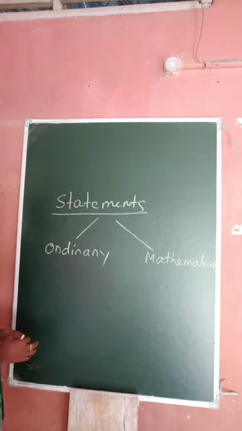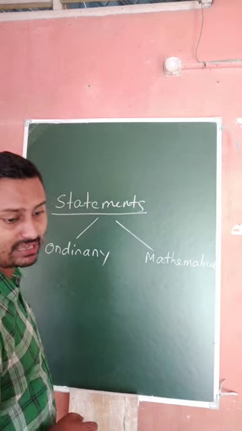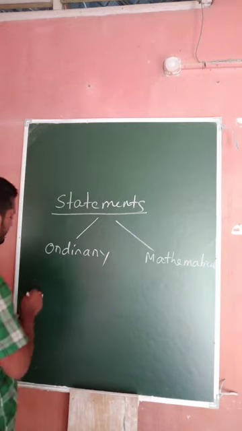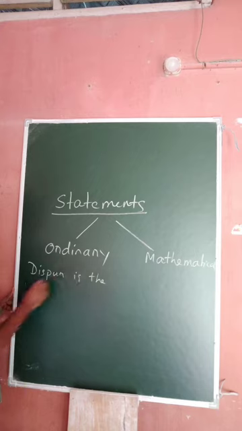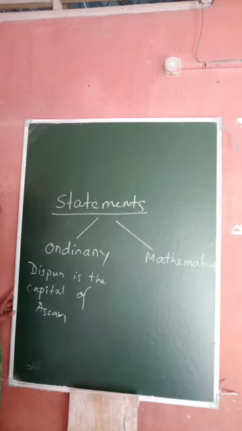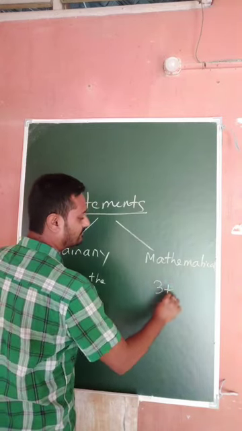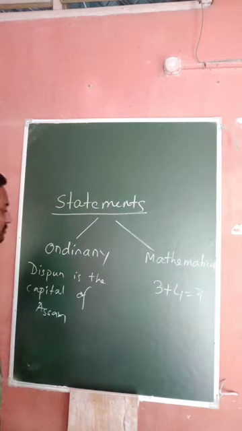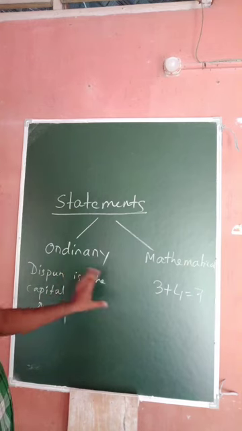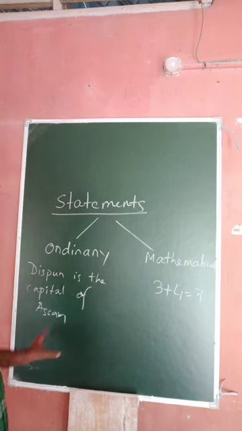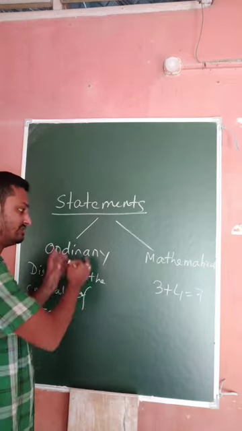So in your book it is given, look at this one, Bhopal is the capital of Madhya Pradesh. Suppose Dispur is the capital of Assam. Okay, suppose one expression is 3 plus 4 is equal to 7. So both are actually statements. The first statement is, suppose Dispur is the capital of Assam, suppose Delhi is the capital of India. That type of statement is known as an ordinary statement.